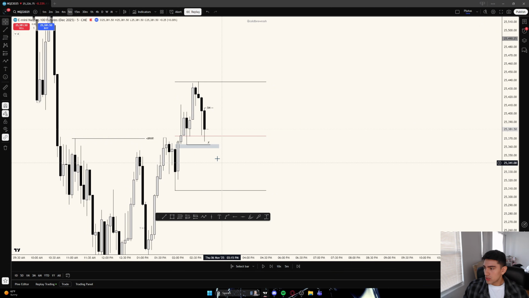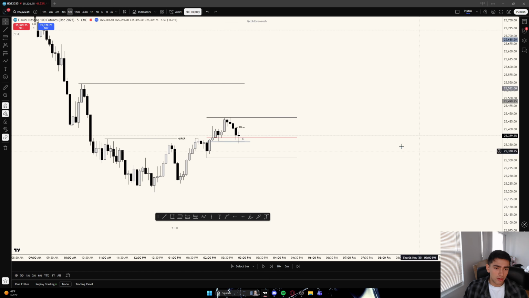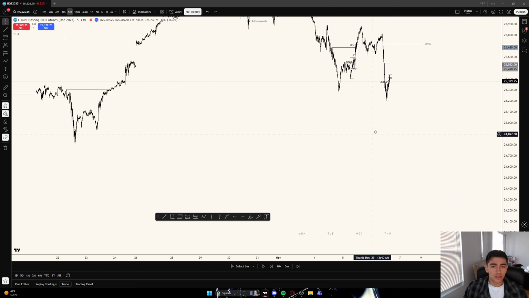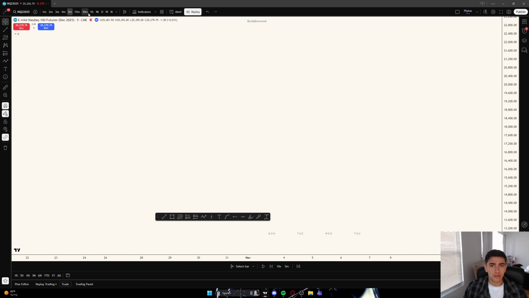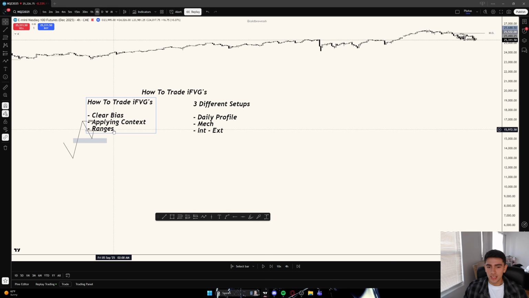So if we sweep this low right here, boom, right? Now what do we have? We have a low to the high. What's the first thing we talked about? We talked about range. Again, a clear draw on liquidity, right? Okay, what do we talk about? Clear bias and applying context with range.